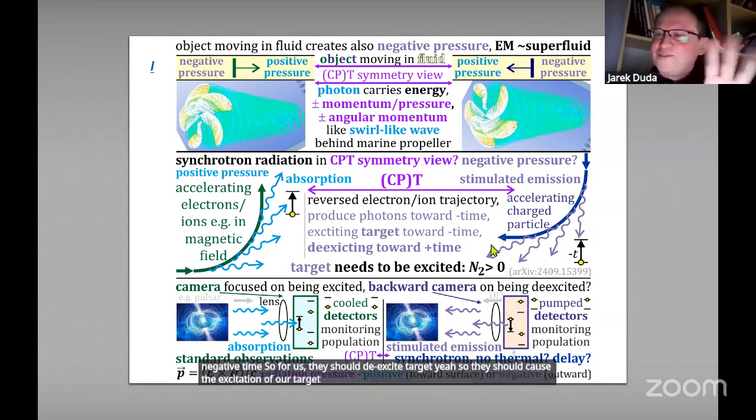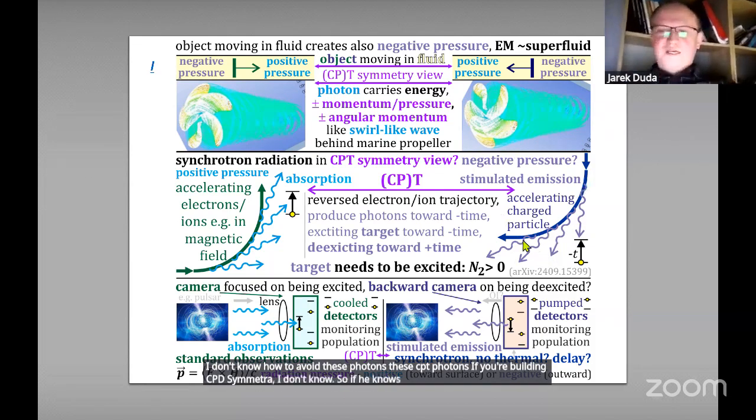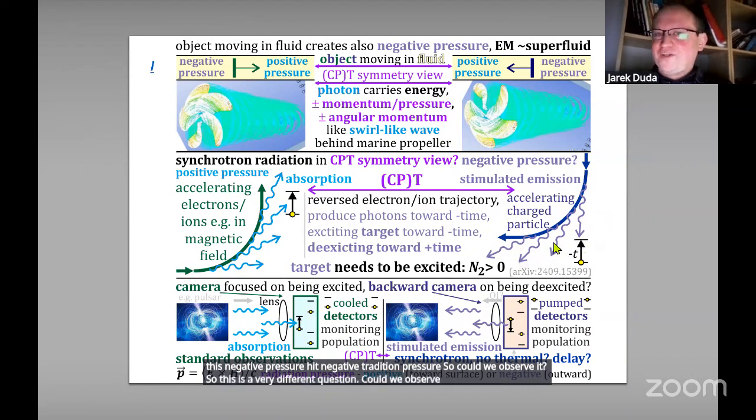It sounds strange, but if you think about these pictures and CPT symmetry, I don't know how to avoid these CPT photons, if you believe in CPT symmetry. I don't know. So if you know, let's discuss. So it should create this negative pressure here, negative radiation pressure. So could we observe it? This is a very interesting question. Could we observe this negative radiation pressure, for example, from a pulsar? I think we could.